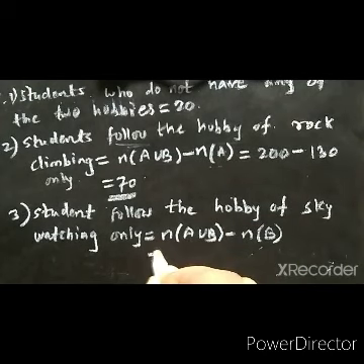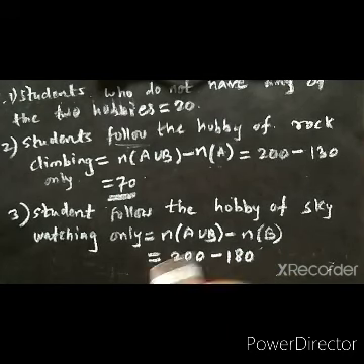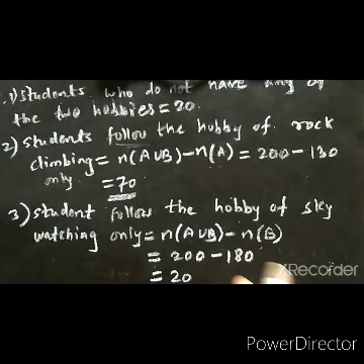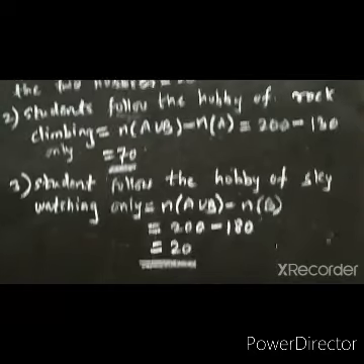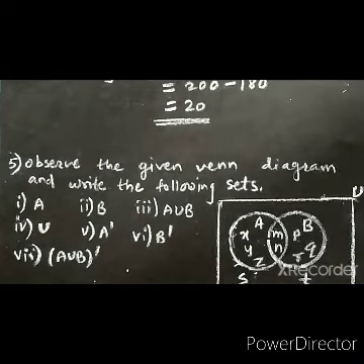So we have n of A union B, that is 200, which we found, and n of B, that is 180 students who informed the hobby of sky watching. Now 200 minus 180 is 20. So there are 20 students who follow the hobby of sky watching only. Don't forget to write this example in your notebook. Now let us see example number 5, the last example from practice set 1.4.